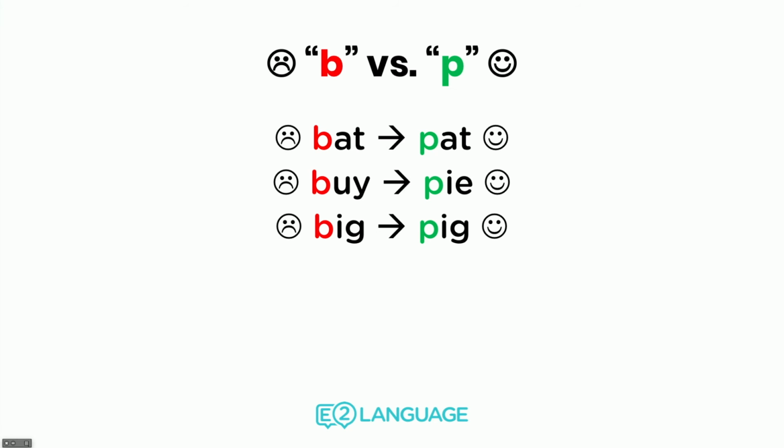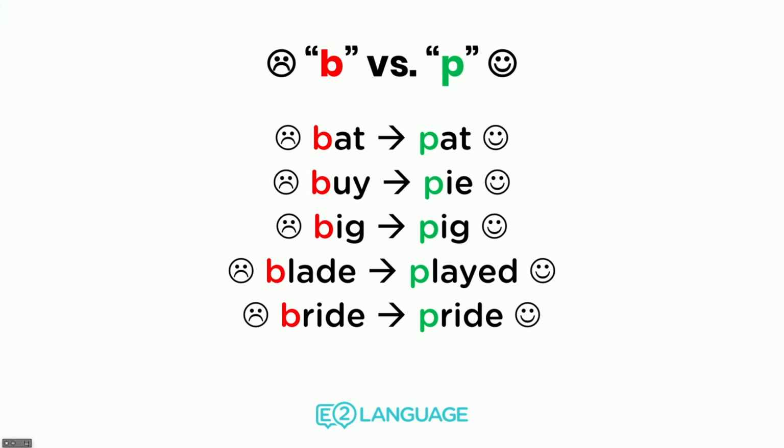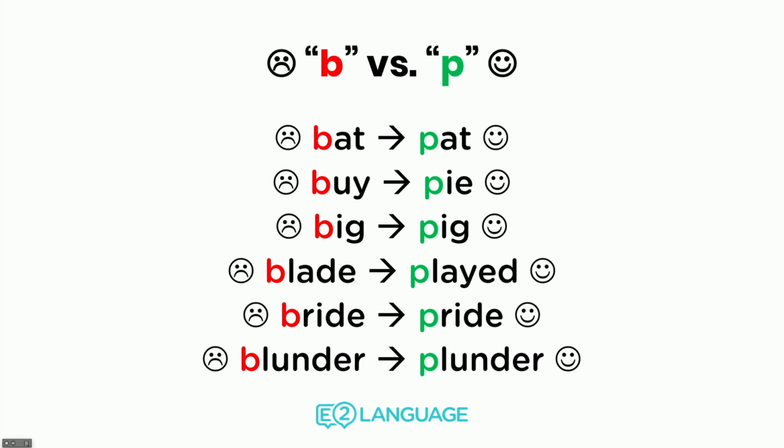Don't say big if you're trying to say pig. Big, pig. Don't say blade if you're trying to say played. Blade, played. I played cricket. I did not play cricket. Don't say bride if you're trying to say pride. Bride, pride. Don't say blunder if you're trying to say plunder. Blunder, plunder.